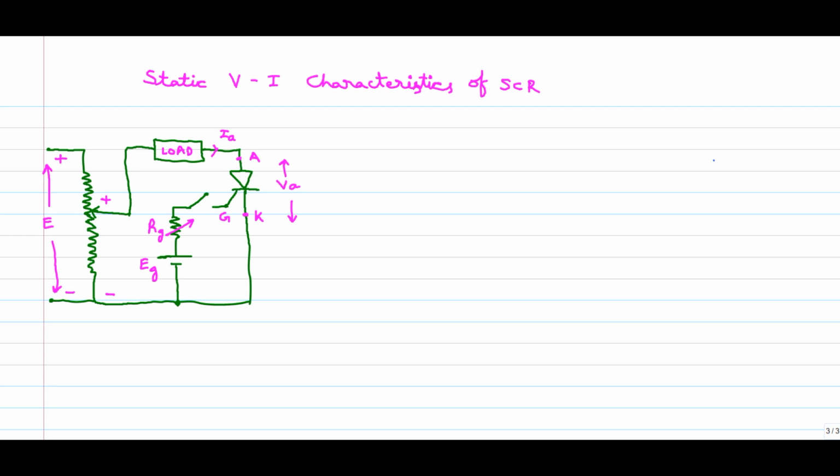Coming to the discussion, the VI characteristics of the thyristor are divided into three different regions: reverse blocking region, forward blocking region, and forward conduction region. Of these, we will first discuss the reverse blocking region. What does reverse blocking region mean? Here we will draw the diagram simultaneously. The first region we are discussing is the reverse blocking region.